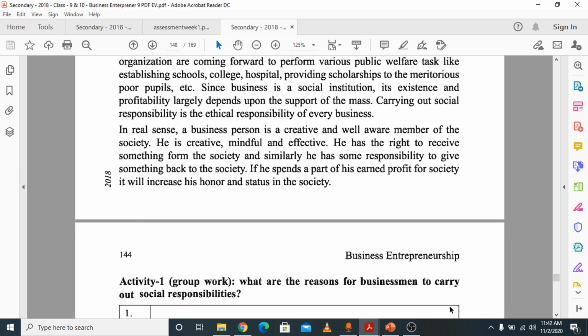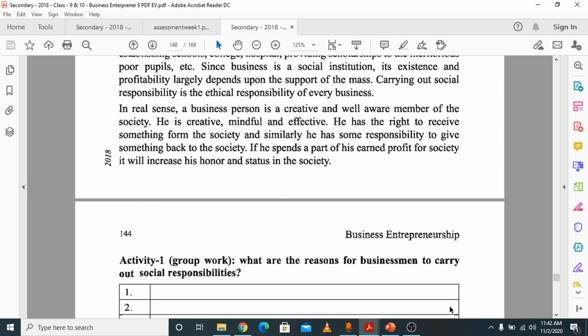A business person is a creative and well-aware member of the society. He is creative, mindful, and effective. He has the right to receive something from the society, and similarly, he has some responsibility to give something back to the society.